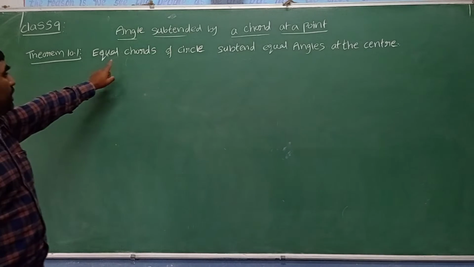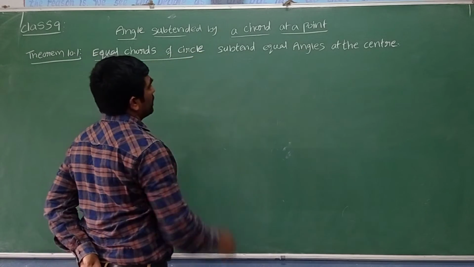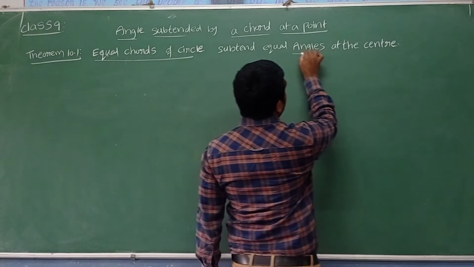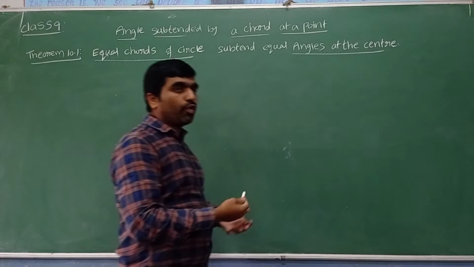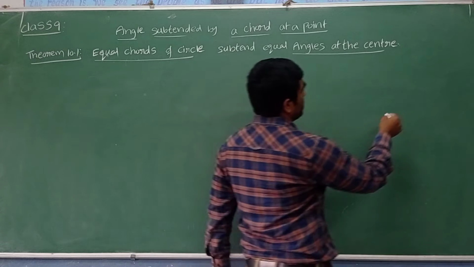See what they said here? Equal cuts of a circle subtend equal angles at the center. They are going to make equal angles at the center itself. Let's see this with the help of one circle.